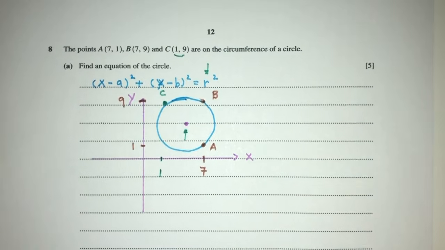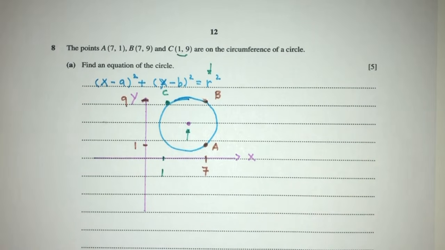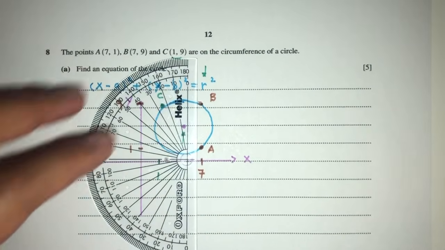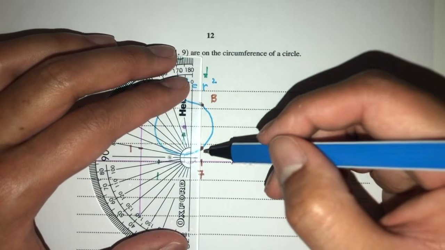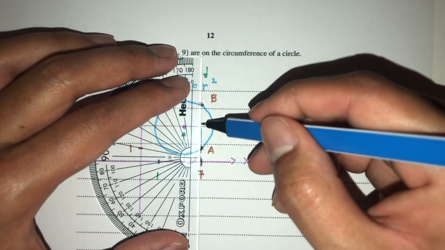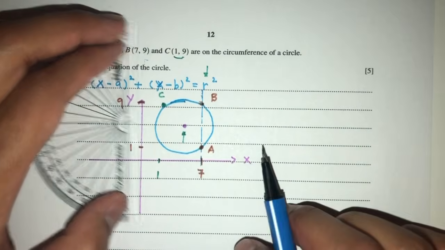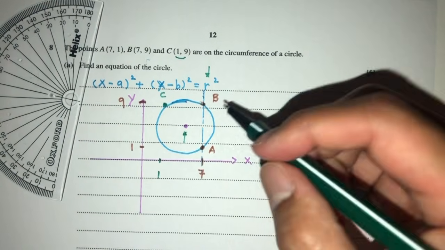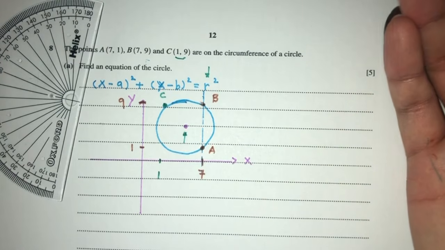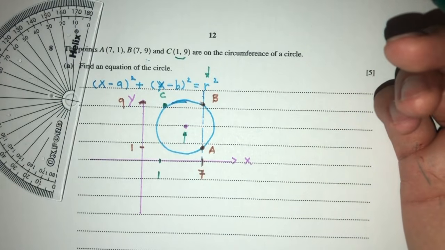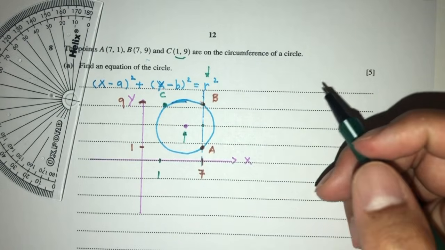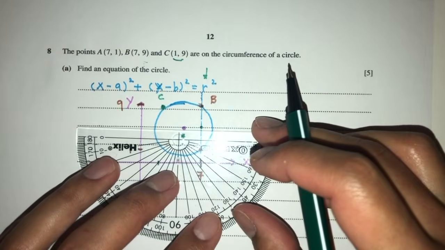Now, the one trick we can use here, if you observe, is that we can join the line AB. This will be a straight line, right? Because they all have the x value of 7. That will be my straight line AB. That's the first thing I can know. Now, the perpendicular bisector of AB will be a line passing through the midpoint of AB, somewhere over here, right? And it will be this line.